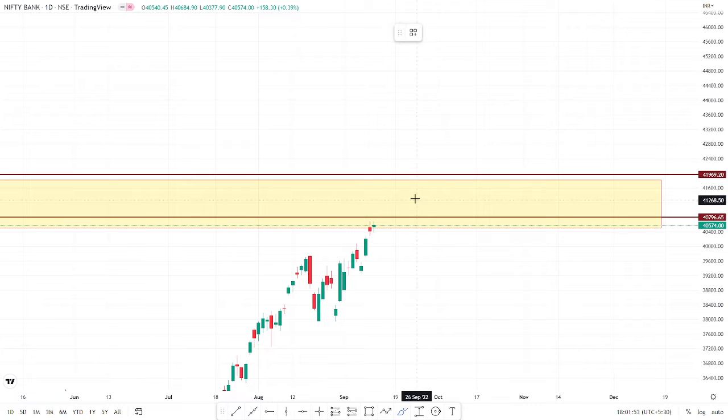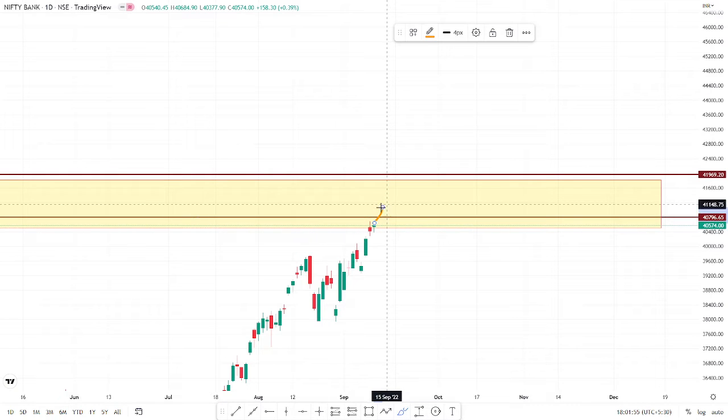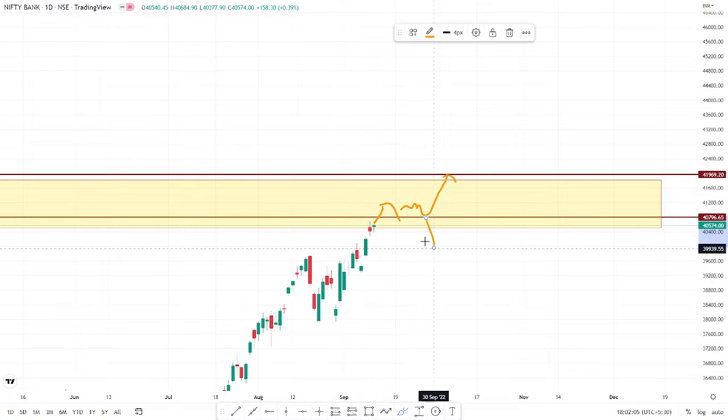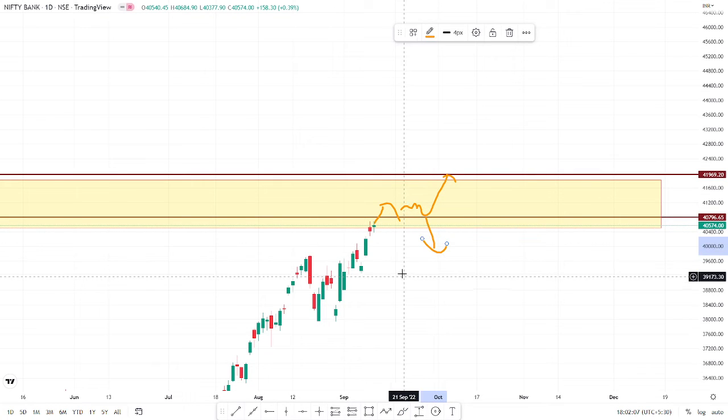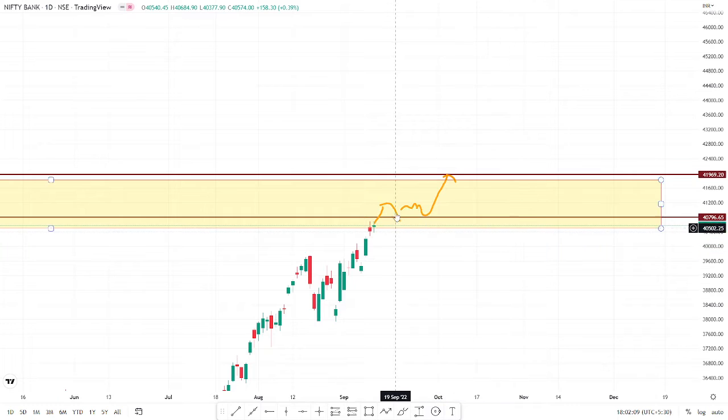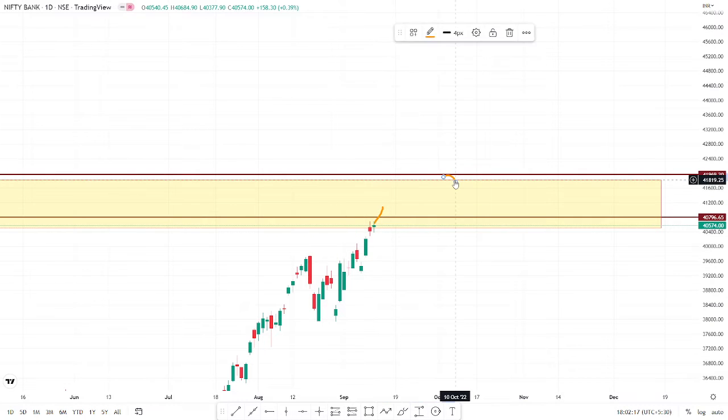Number one, either Bank Nifty breaks this resistance right here, consolidates a bit for a few days and continues till this upper resistance, or Bank Nifty comes here, consolidates like this, and eventually turns its trend to the downside. These are the two things which can happen for Bank Nifty on the higher time frame. But let me also do the analysis on the lower time frame for intraday traders.